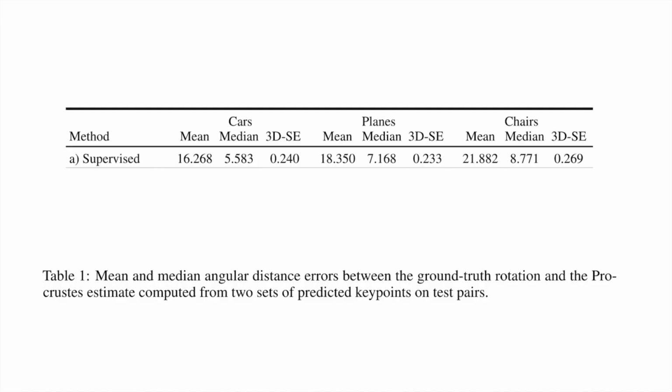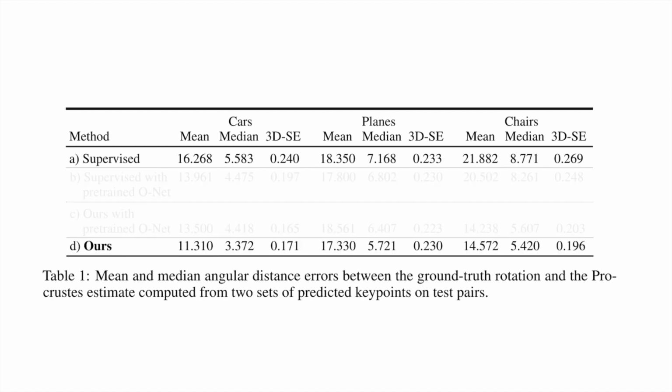More importantly, if we use a supervised pipeline and human annotations based on Pascal 3D, we get these errors in relative pose estimation. But our pipeline using no key point supervision produces lower angular errors in the test objects.